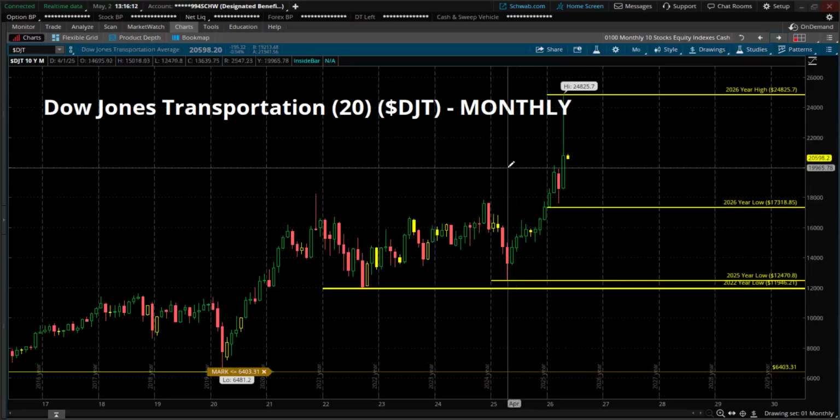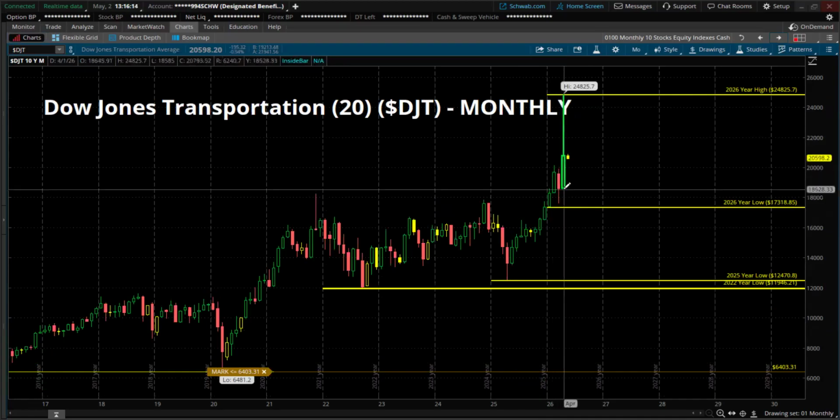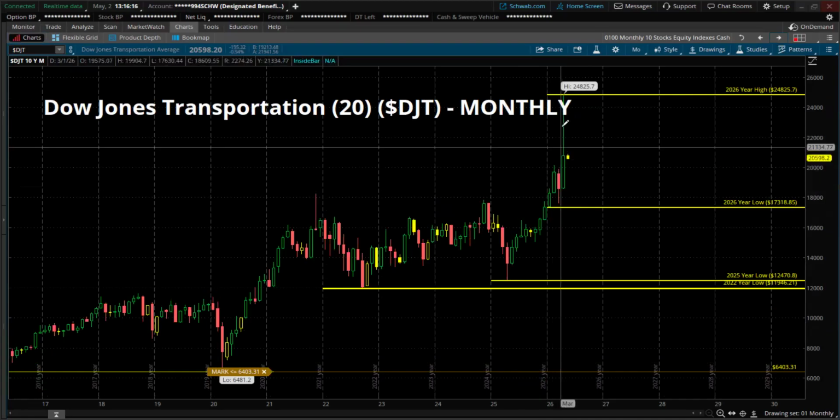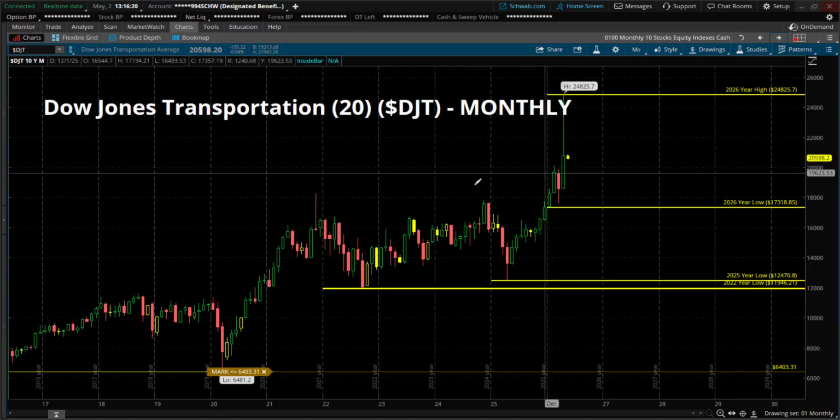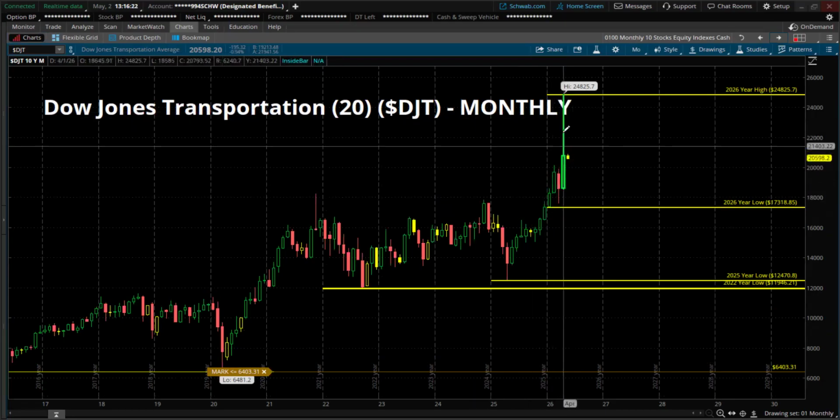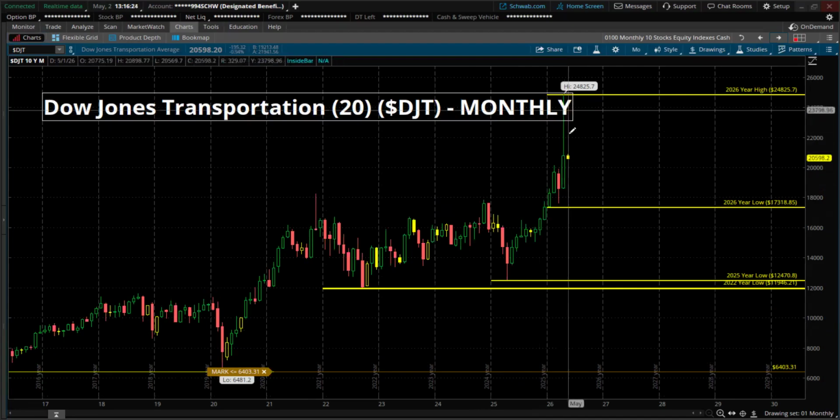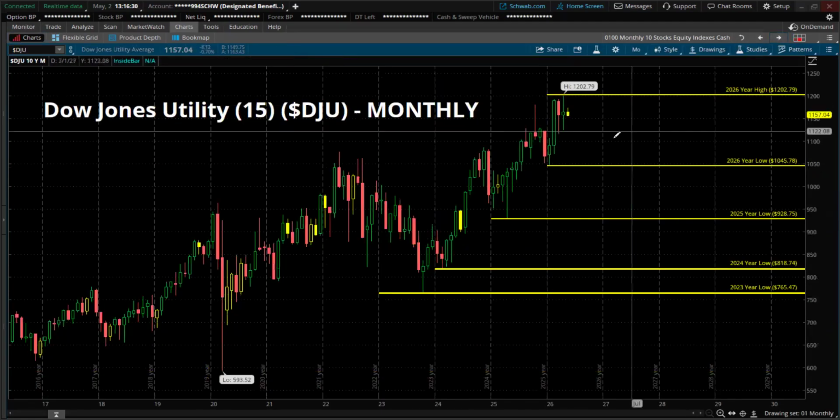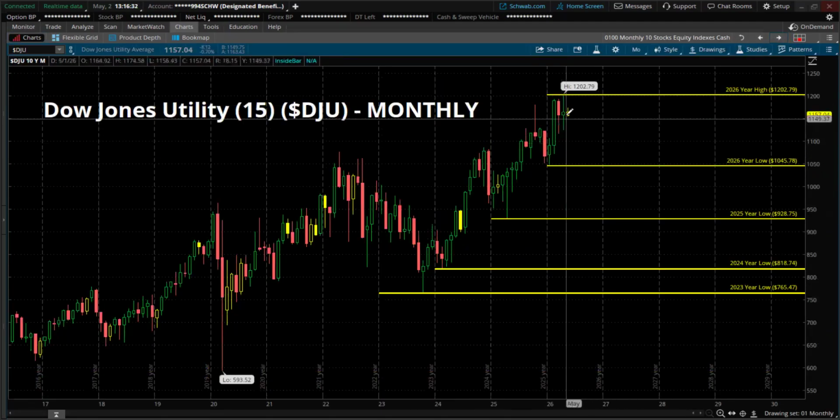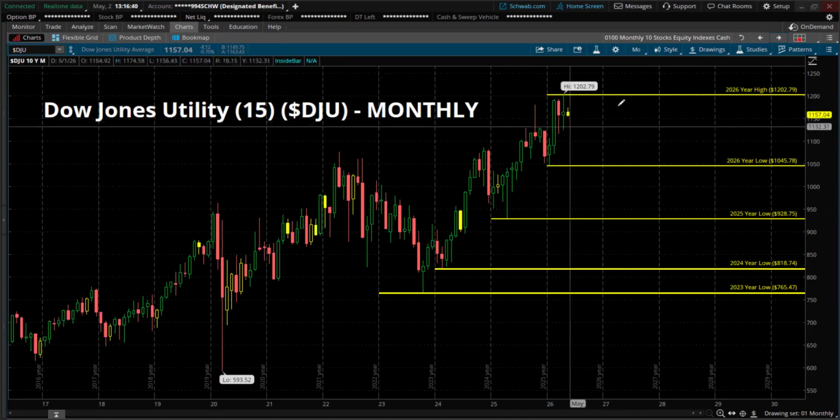The Dow Jones Transports. Look at that big green candle making the all-time high. It's part of the S&P 500. Has a big shadow, big wick on top. That's concerning. That's more of a rejection. The Dow Utilities, last month, the all-time high. Little body in the middle, big tails on the top and bottom. That's concerning. Might be a sign of distribution.